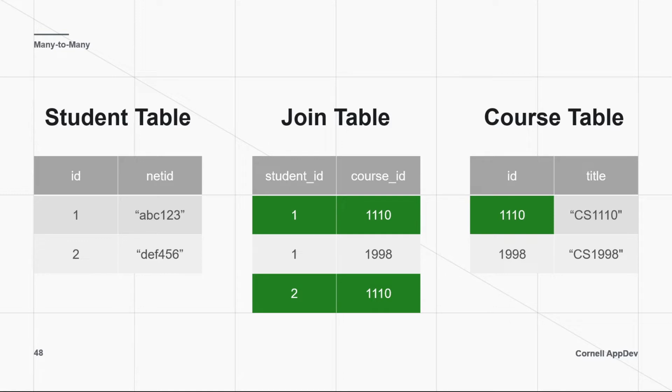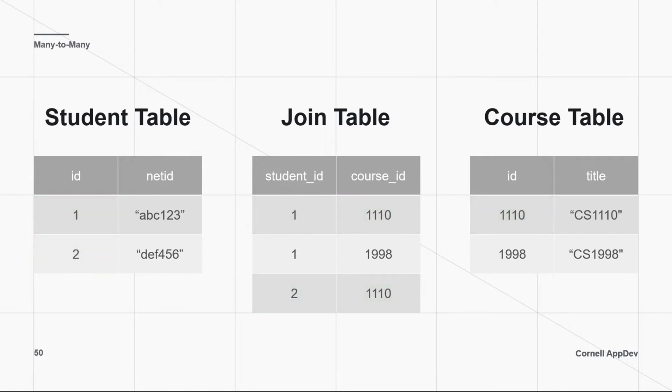Yeah, no, students in CS 1110 works the same way backwards. Cool. Yeah, and now, student 2 can enroll in 1998 super easily. You just add one more row into the join table.